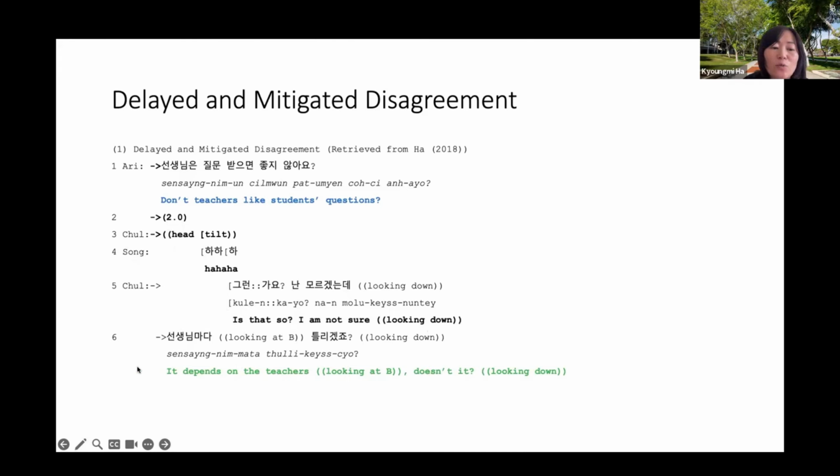In line number 6, we finally see the disagreement with the assessment in line number 1. Charles says it depends on the teacher. Again, he's utilizing mitigating gestures, looking down and then looking at the other speakers, not really making eye contact. As we can see, providing a disagreement to an assessment in this context, in South Korean conversation, is not immediate. It's usually delayed and mitigated.